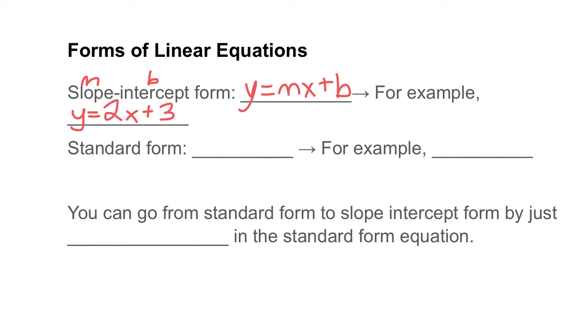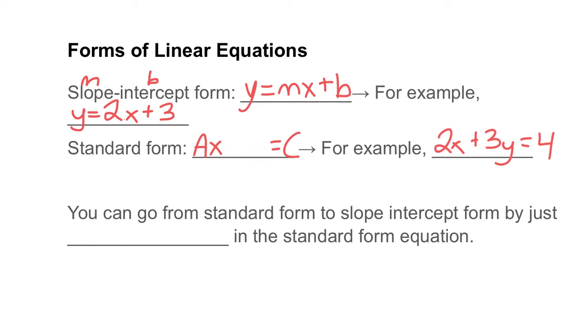Now, an equation in standard form would be written in the form ax plus by equals c. And that means your x and your y are both on the same side. So something like 2x plus 3y equals 4. That doesn't actually tell us anything about the line that that equation would create.